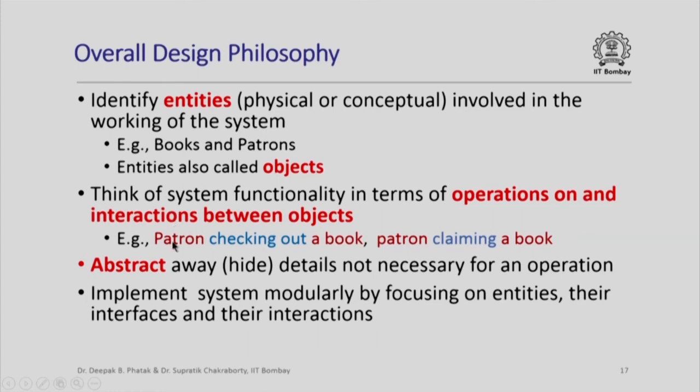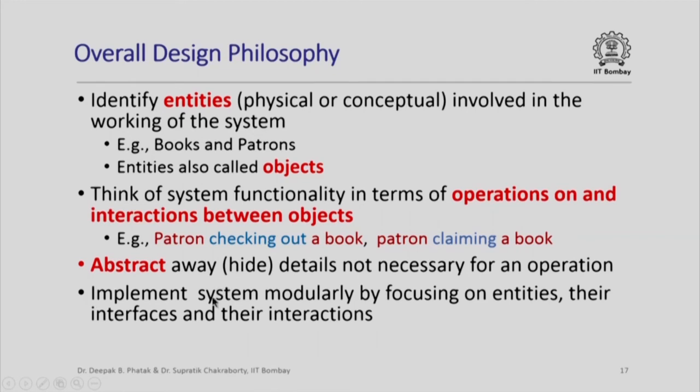For example, a patron, an object, could be checking out a book, which is another object. Similarly, a patron could be claiming a book, which is another object. What we will see later in the course is that in this paradigm, we often try to abstract away or hide details that are not necessary for a particular operation. We will look at more examples of abstraction, or hiding details, later in the course.